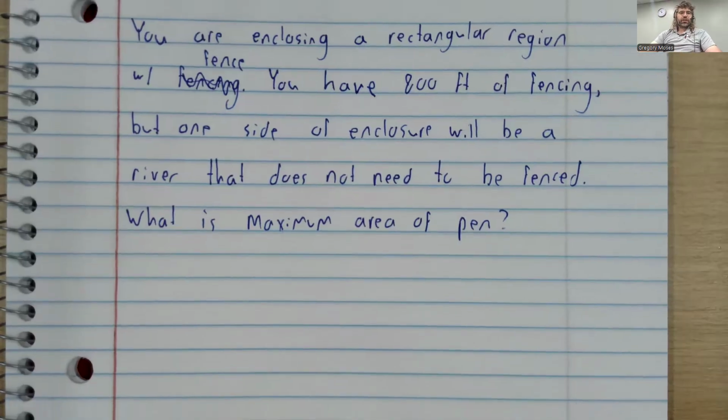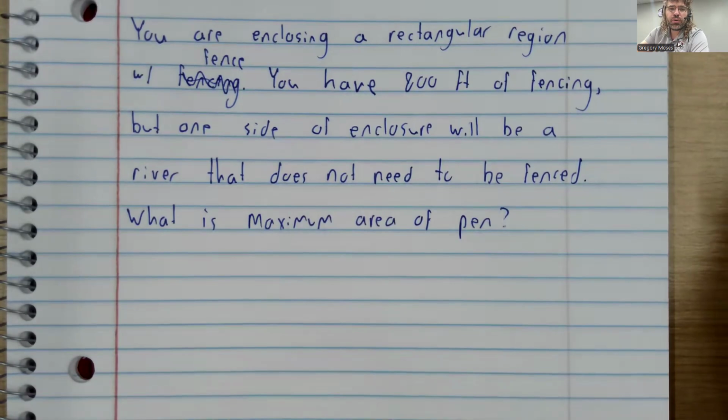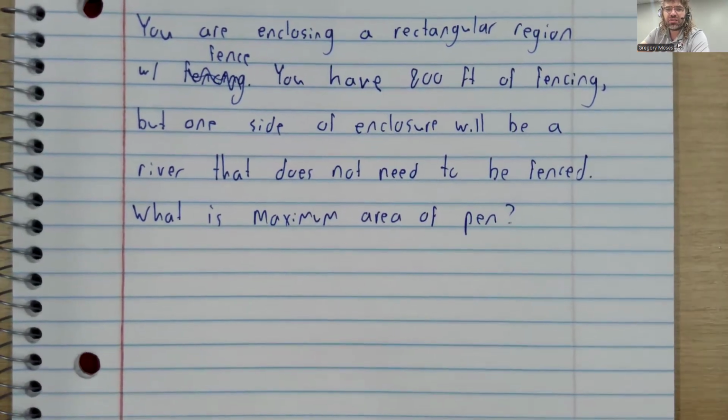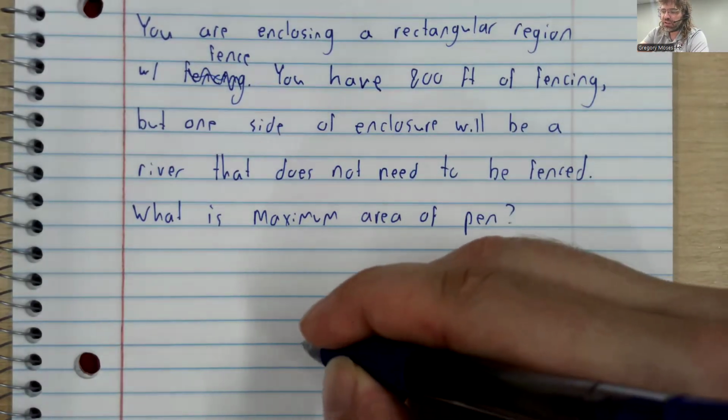You are enclosing a rectangular region with a fence. You have 800 feet of fencing, but one side of the enclosure will be a river that does not need to be fenced. What is the maximum area of the pen?